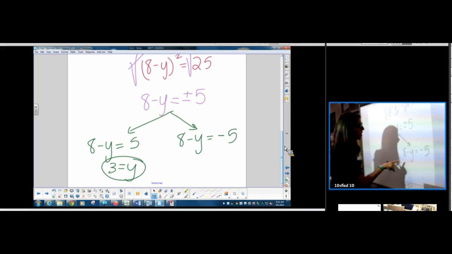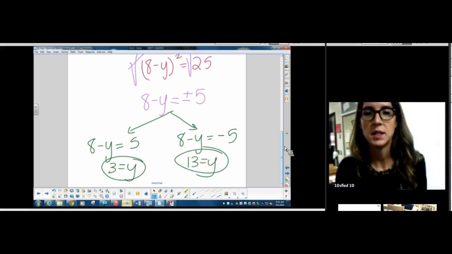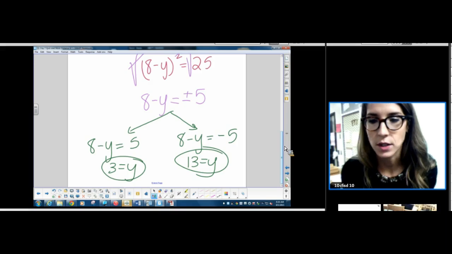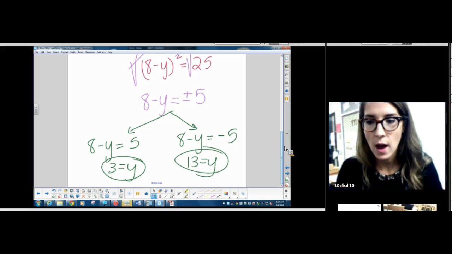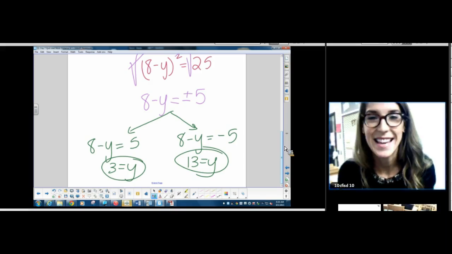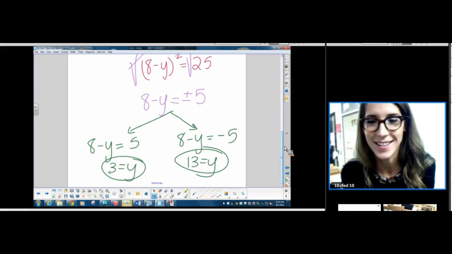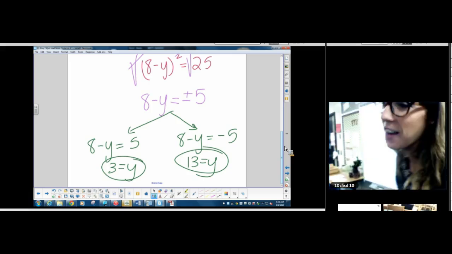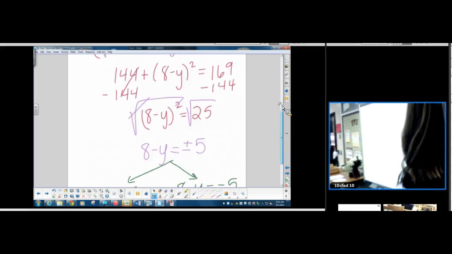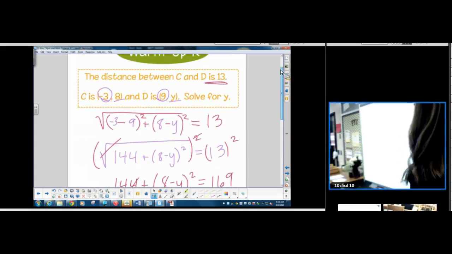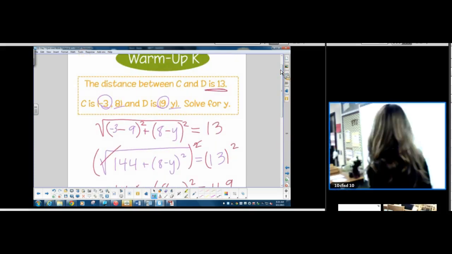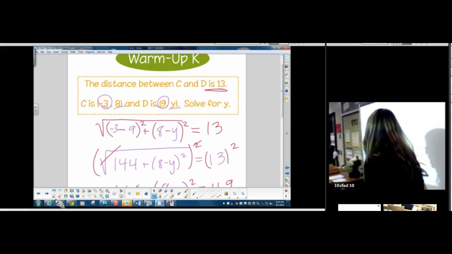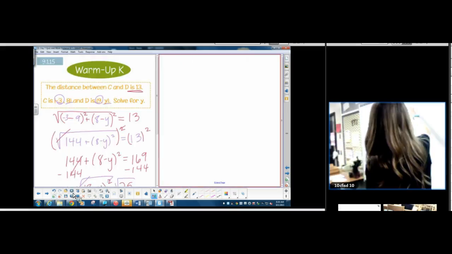There are two answers to this problem. Y equals 3 and y equals 13. And I can't wait to show you why there's two answers. It's really cool. Okay, so the reason that there are two answers is, let's plot this. So we get a new page.